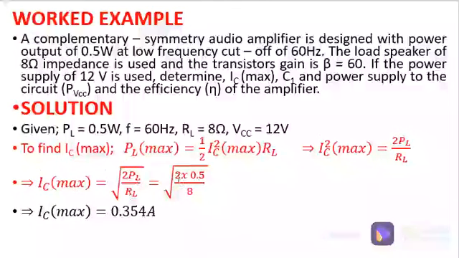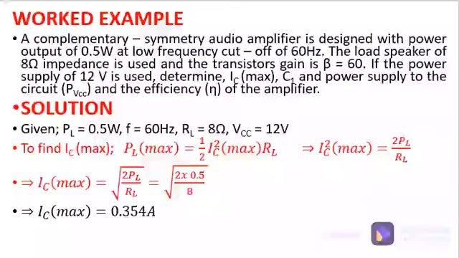So my power to the load is equal to 0.5, and my RL is the resistance of 8 ohm. So 2 times 0.5 all over 8, whatever I get, I'll take the square root, and this gives me 0.354 amp. That is my IC. That's the first part of the question.